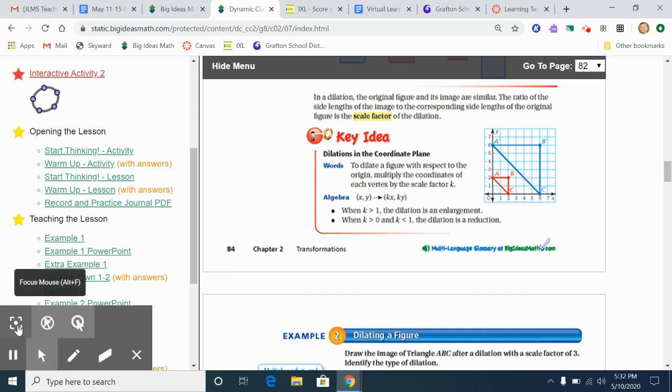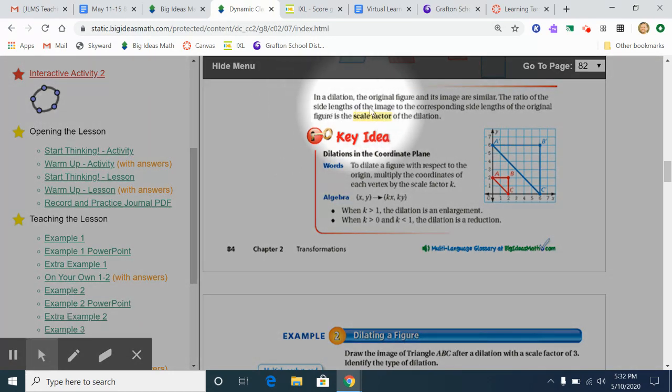So let's read the next part. In a dilation, the original figure and its image are similar. The ratio of the side lengths of the image to the corresponding side lengths of the original figure is called the scale factor of the dilation. So now we're going to be taking a figure and dilating it, making it larger or smaller.